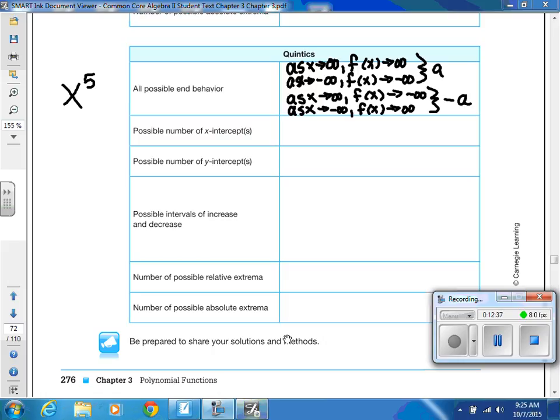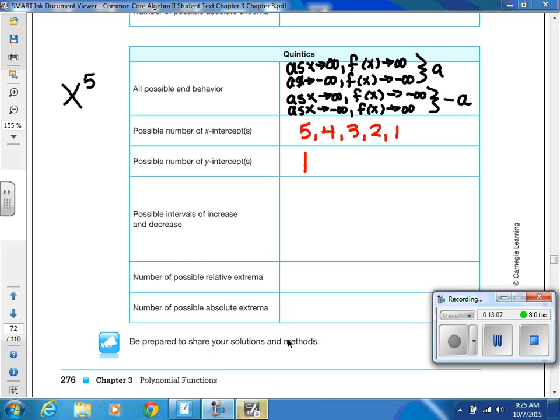Number of x-intercepts. Well, if it's 5th degree, it can have 5, 4, 3, 2, or 1. It can't have 0. It has to cross because it has that opposite end behavior. Number of y-intercepts, it's always 1. If we cross the y-axis 2 times, we're no longer dealing with a function. It's going to fail the vertical line test, which determines whether or not it's a function.